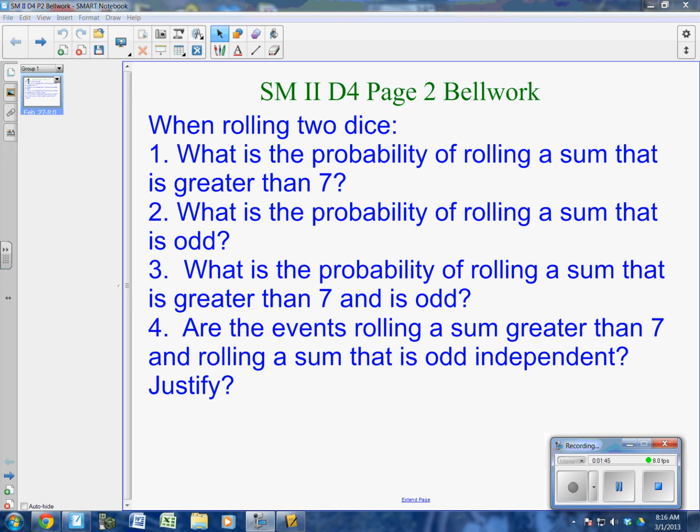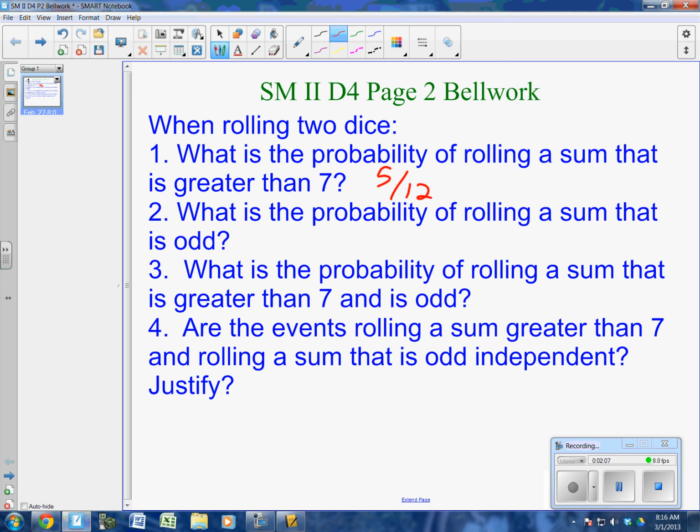Okay, now, let's go over these. I'm going to pick on a couple of you. I'm going to start with Sarah. When rolling two dice, number one, what is the probability of rolling a sum that is greater than 7? 5/12? Everybody agree with her? Okay, because there were 15 out of 36 that worked for that. Is that correct?